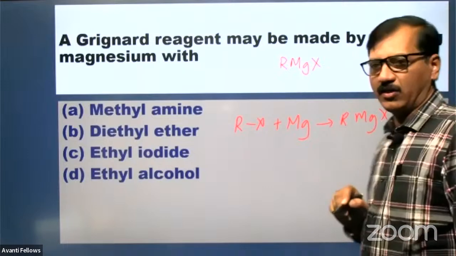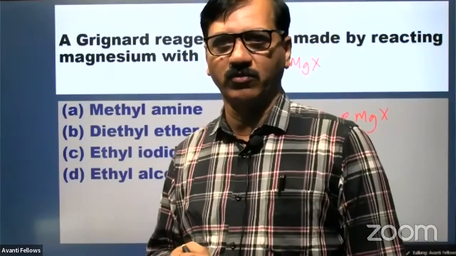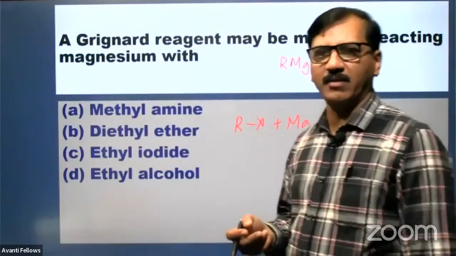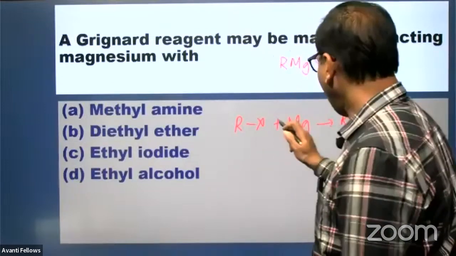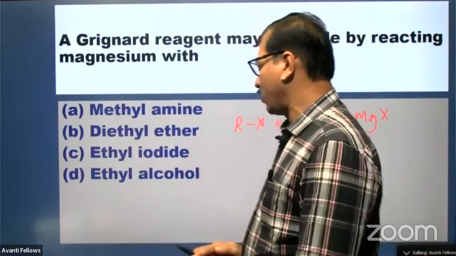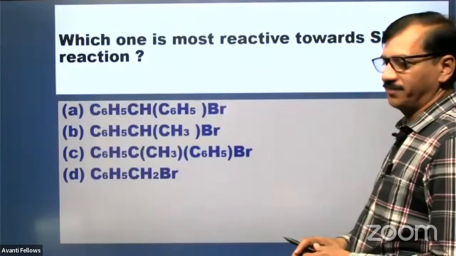In ethereal medium, ether is to be used because Grignard reagent is reactive towards carbon dioxide, moisture, and so on. And therefore, this is not an ether, this is ethyl iodide, right? Good response.